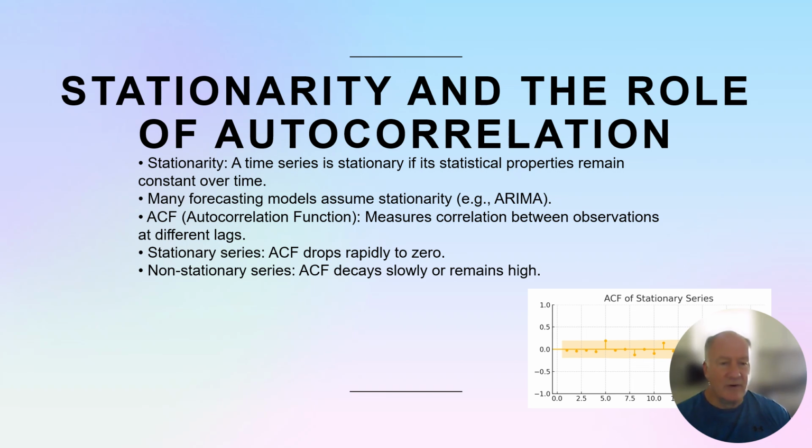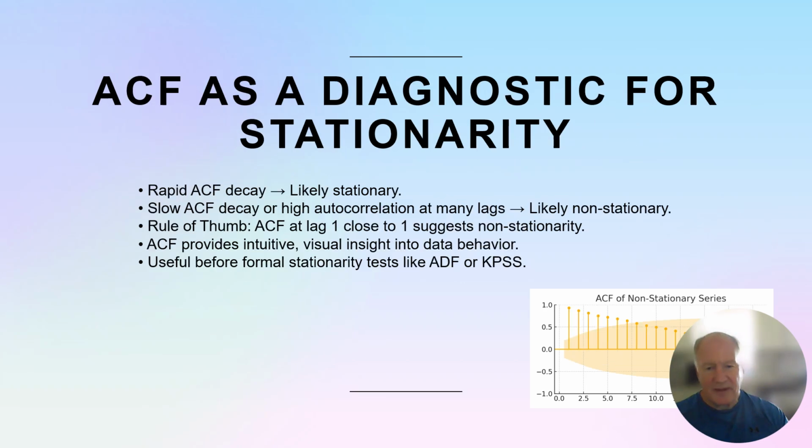So if we look at the autocorrelation, if the time series is stationary, its statistical properties remain constant over time. The autocorrelation function measures the correlation between the observations at different lags. For a stationary series, the ACF drops off rapidly to 0, and for a non-stationary series, it remains high. Here we see the ACF of a stationary series, and here we see the ACF of a non-stationary series.